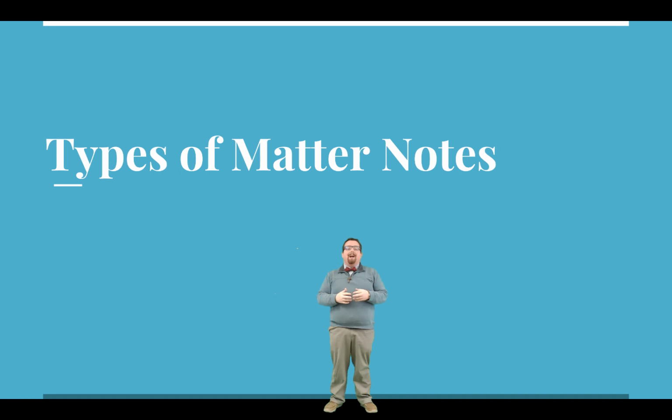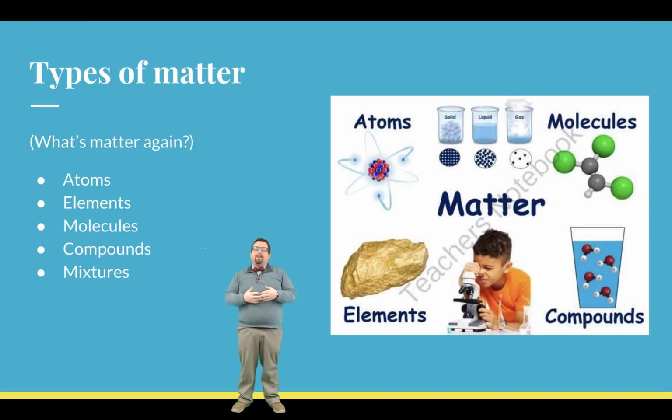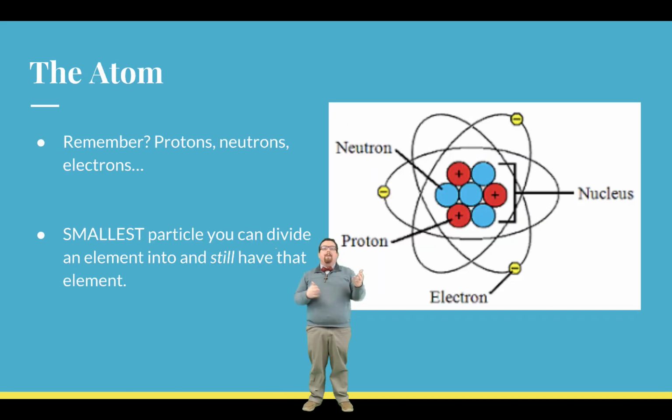Today we're going to be talking about the types of matter. So there are 5 different things we're going to talk about when we talk about matter. We have atoms, elements, molecules, compounds, and mixtures. So the atom. If you'll remember, atoms are single particles that have protons, neutrons, and electrons. Atoms are the smallest particle that you can divide an element into and still have that element.